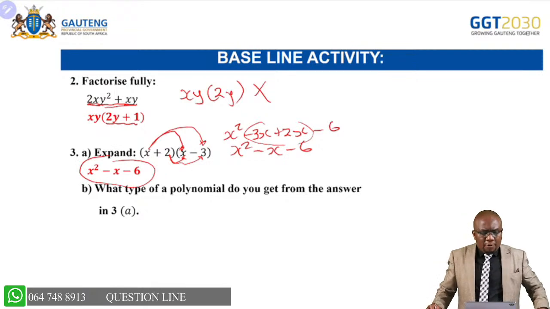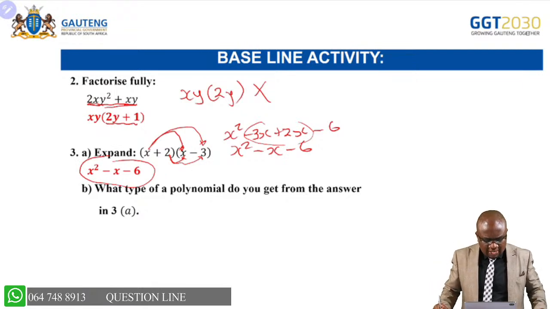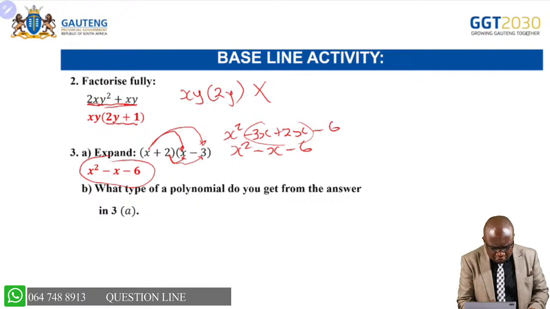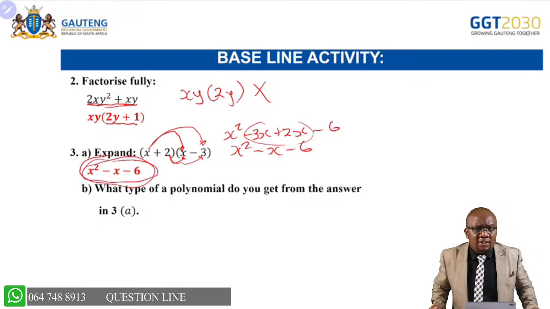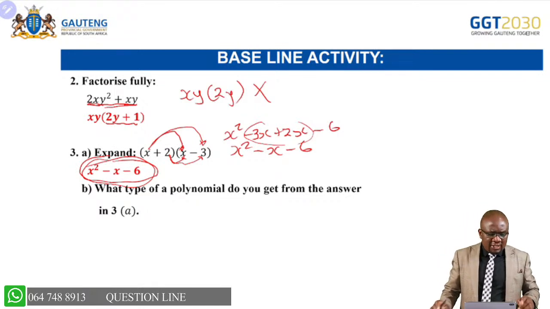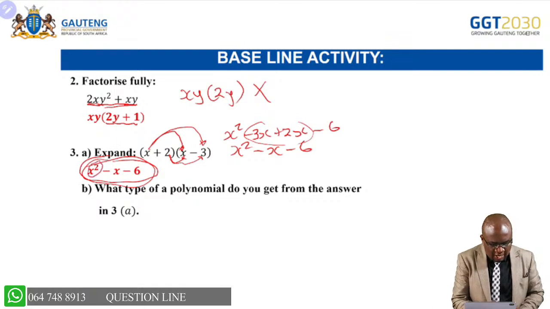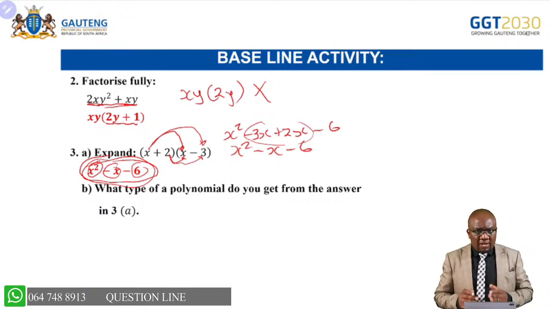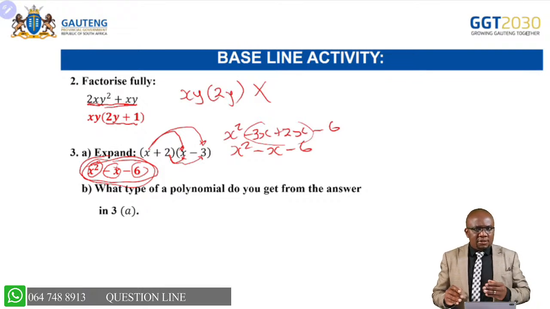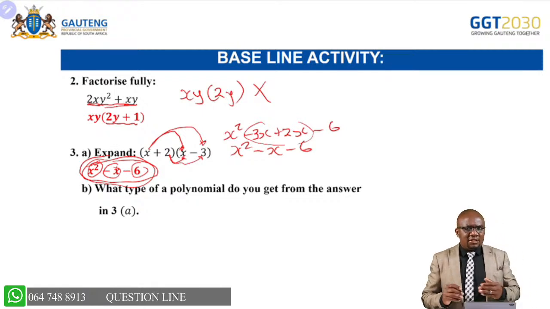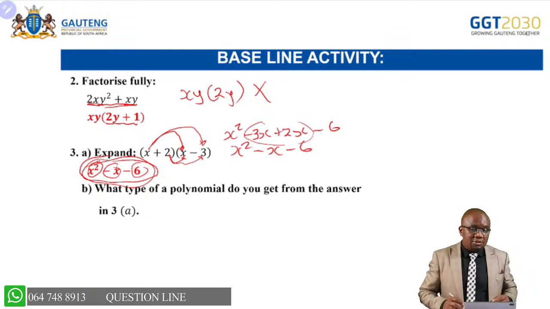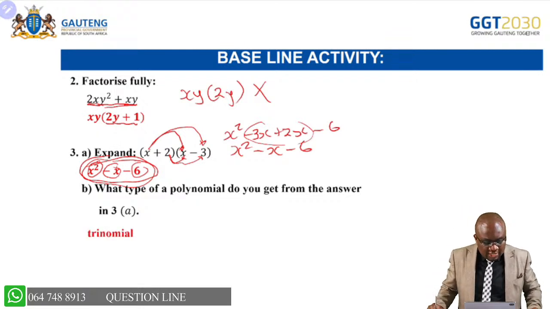What type of polynomial do you get from the answer in 3a? What do we call it? A trinomial. Good. Because it has how many terms? 1, 2, 3. Remember, the terms are separated by plus or minus. 3 terms. Trinomial. Tri means 3. Triangle, 3 angles. Trinomial, 3 terms. Tri is to do with 3. Remember that. And that's a trinomial.